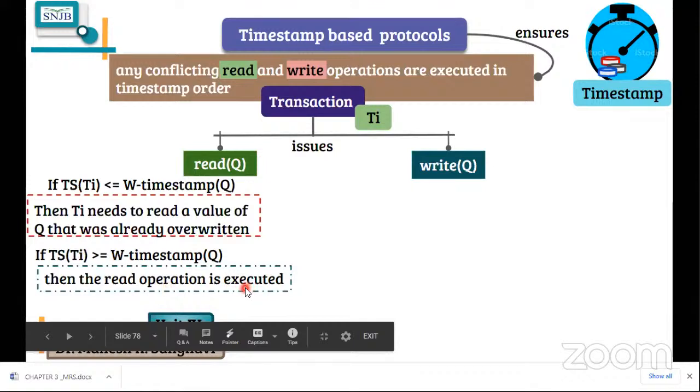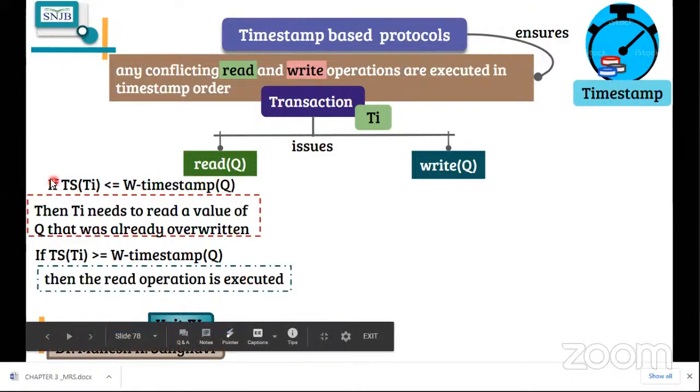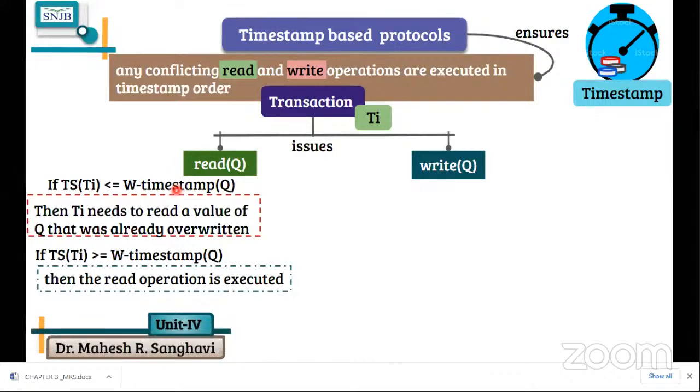So which operation will be executed, whether write or read, or what type of read, whether it will be before the write or after the write, will be decided using this condition. And this condition is very simple. It says that if the write operation was performed, if it is greater, then we have to read the older value. If the write operation was performed before, then we need to read the updated value of the write operation that we performed on data item Q.